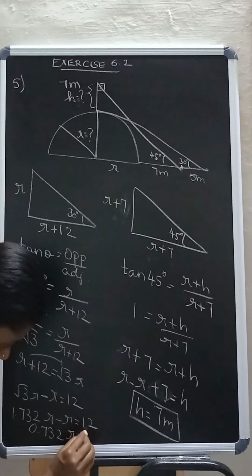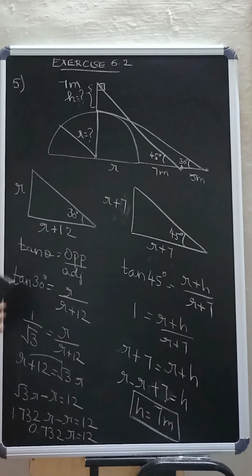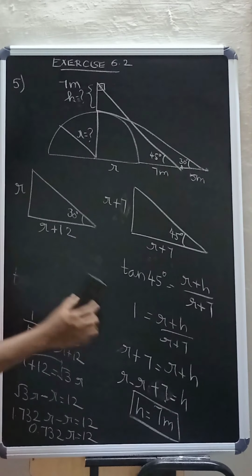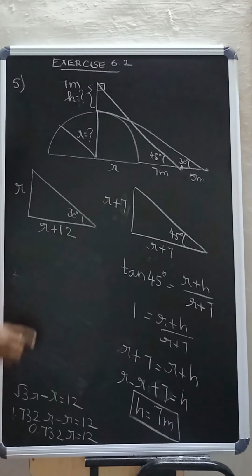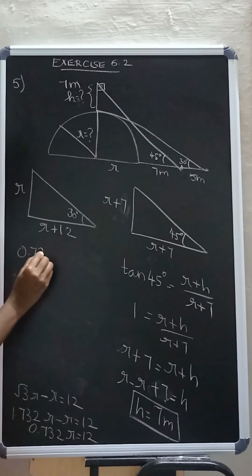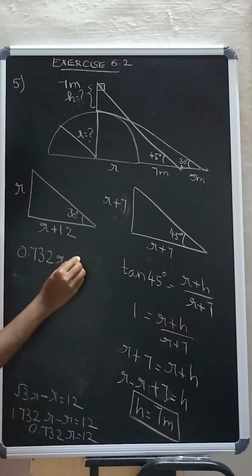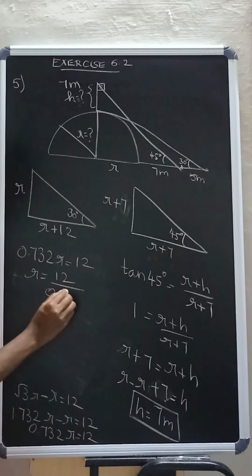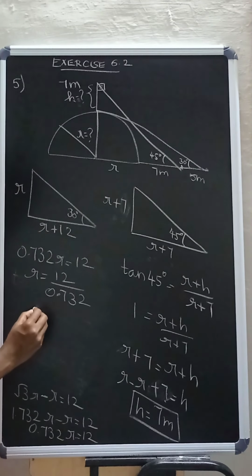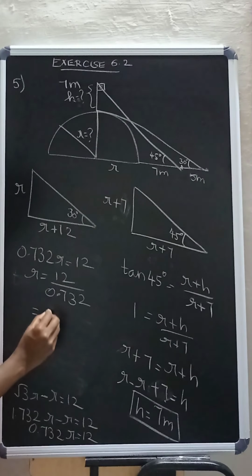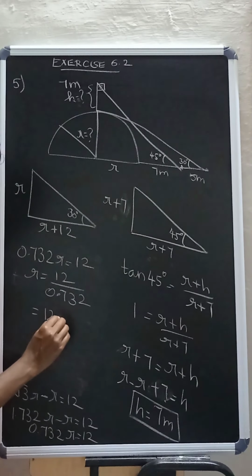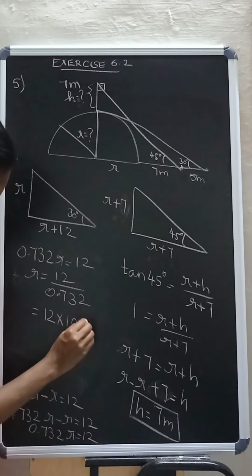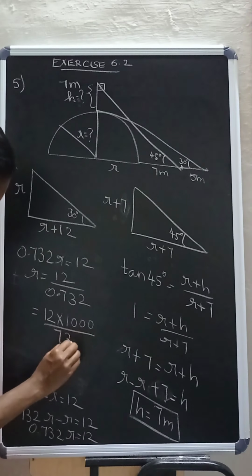So 0.732 into r is equal to 12. R is equal to 12 divided by 0.732. So let us divide now. We'll get 12 into 1000 divided by 732.